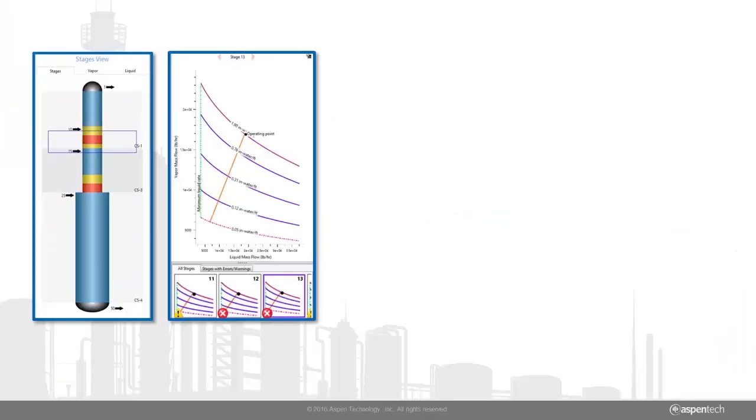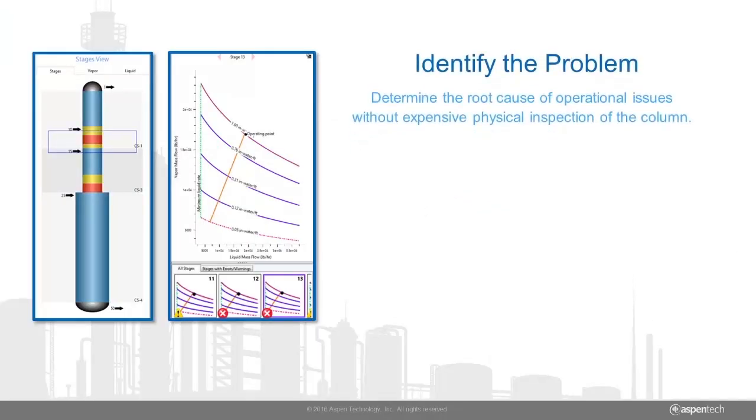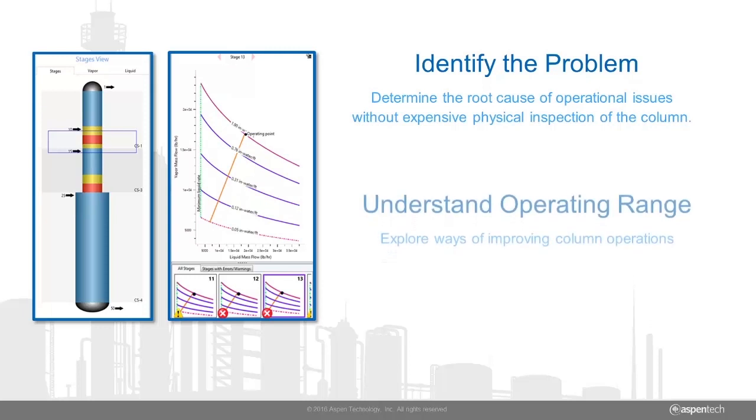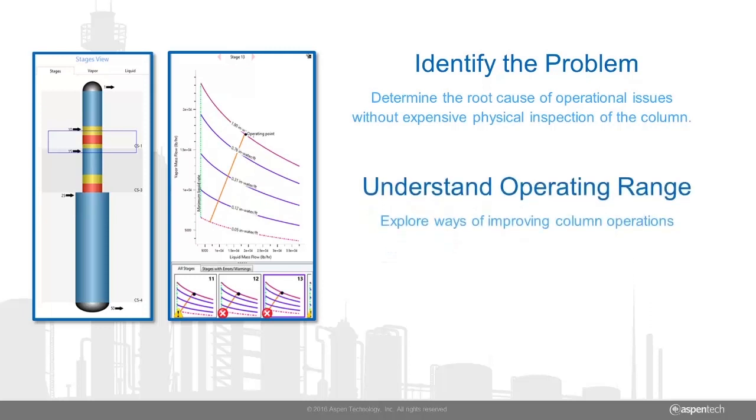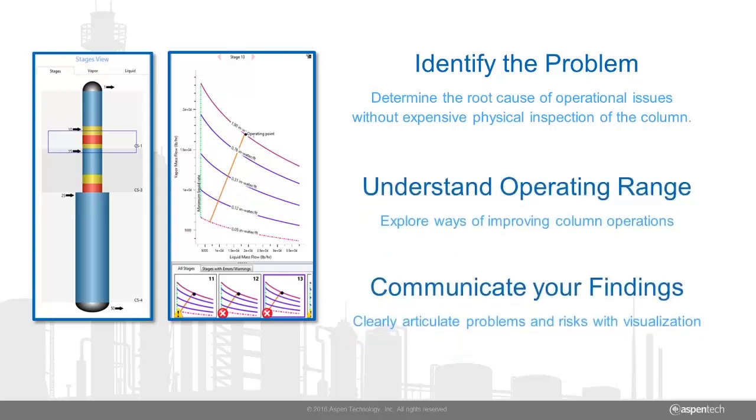You can use column analysis in Aspen HYSYS to identify the root cause of the operational issues without needing expensive physical inspection. You can understand the operating range to explore ways of improving the column operations, and then you can communicate your findings to peers with visualization that clearly articulates the problems and the risks.